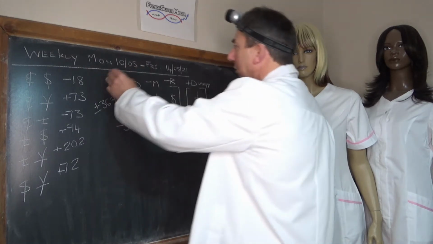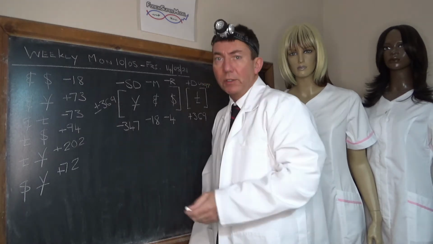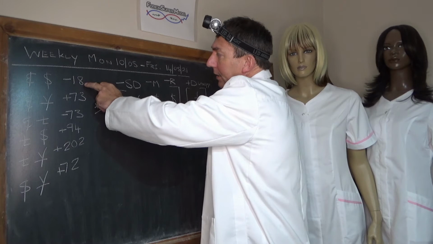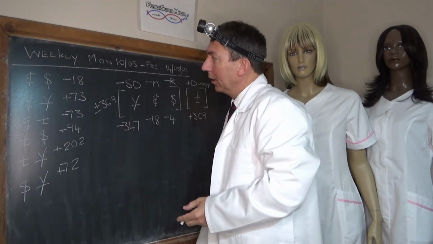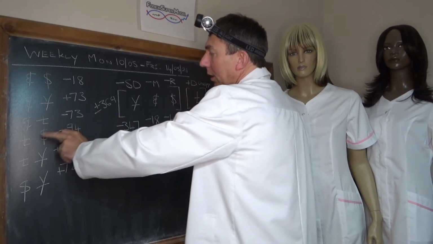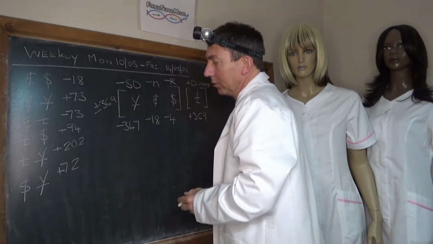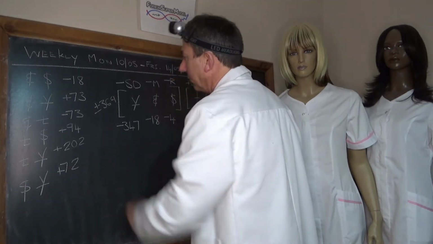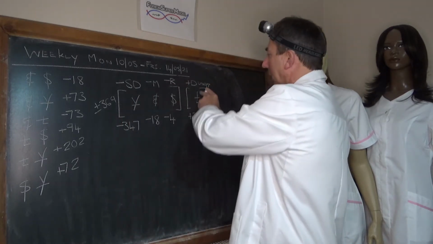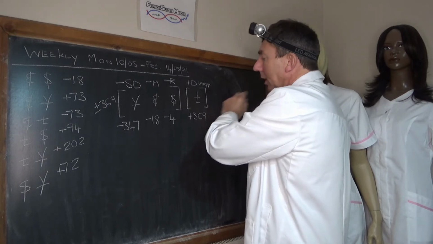So the weekly flows for the 10th to the 14th. Euro dollar minus 18, so that means over that period the euro dollar as an FX pair lost 18 points or pips. Euro yen plus 73, euro pound minus 73, pound dollar plus 94, pound yen plus 202, and dollar yen plus 72. If you input that into the flow model, you get a positive unopposed driver in the pound at plus 369, no backdoor flows.